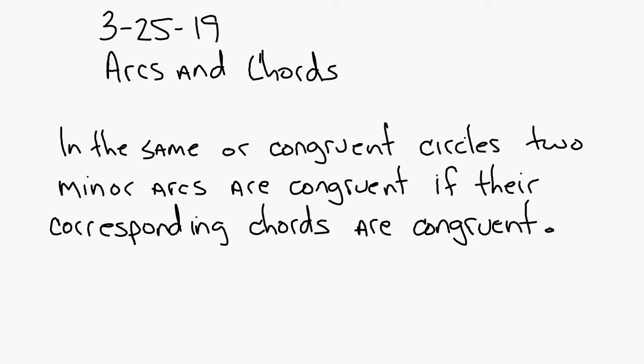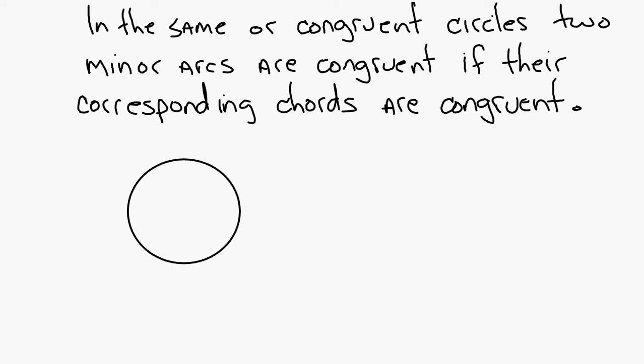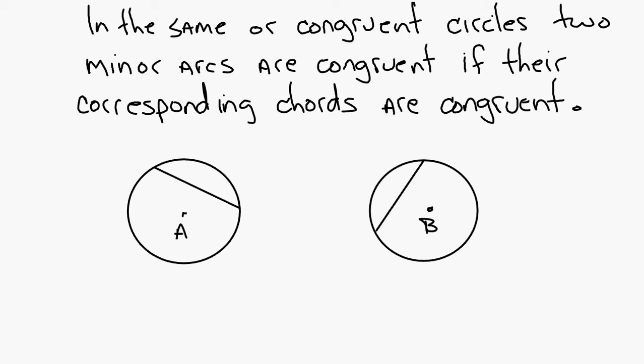Okay, so here's what that looks like in a couple different pictures. Let's go with two circles, and we're going to say the circles are congruent. So if you've got a chord in the circle on the left, and then you've got a chord in the circle on the right, okay? We'll call the circle on the left circle A, the circle on the right circle B. The chord on the left is CD, and the chord on the right is EF.